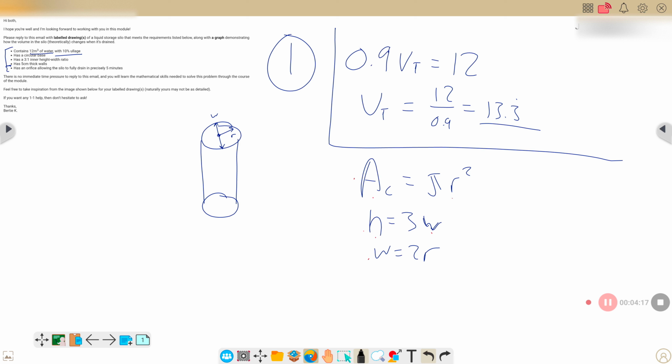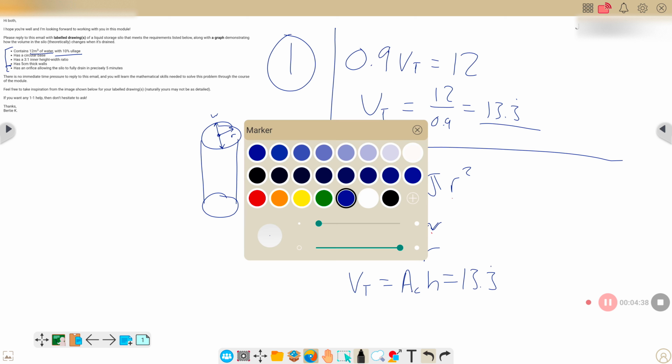I could say then that since this is a cylinder, the total volume, so VT, is equal to the cross-sectional area times the height of the cylinder, okay? And I know my total volume is 13.3 recurring, okay? Is this solvable now?